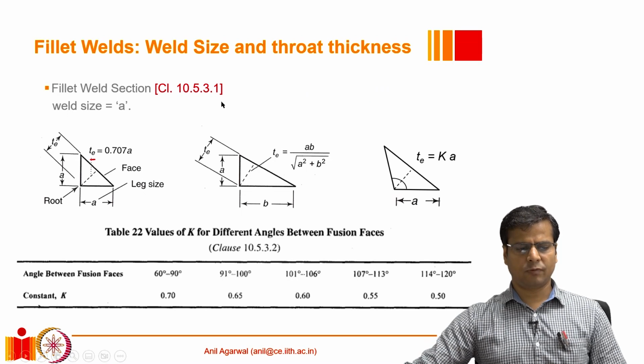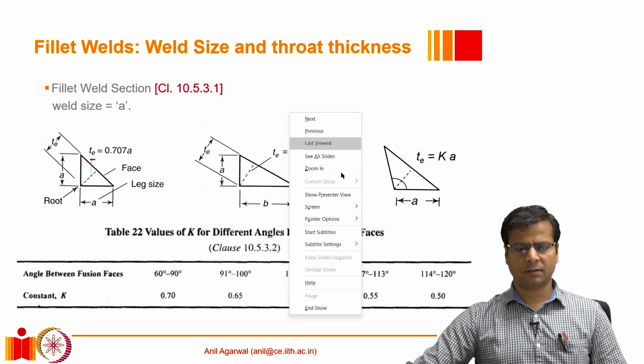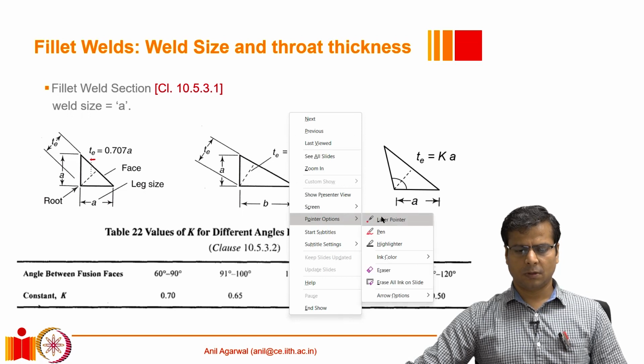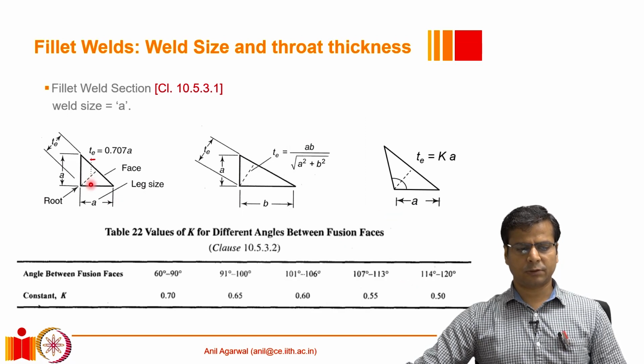So if the weld has to fail, it would most likely fail at this throat. Therefore, the strength of the weld will be governed by how much throat thickness is available. The most common type of fillet weld is actually an equally sided fillet weld, so both dimensions are A and A in this case. So this is an equally sided fillet weld.